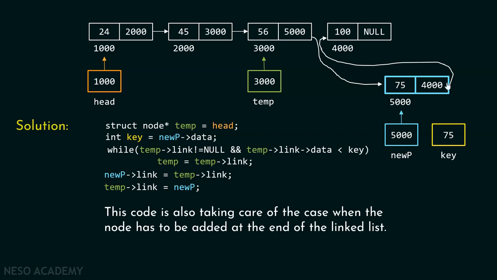After this, we will update the link part of this node by temp link. We know that temp link is holding null, so we'll place null over here. After this, we will update the link part of this node so that it can point to this node. This means that this new node will get added at the end of the list without any problem. So this code is also taking care of the case when the node has to be added at the end of the linked list. I think this is clear, right?